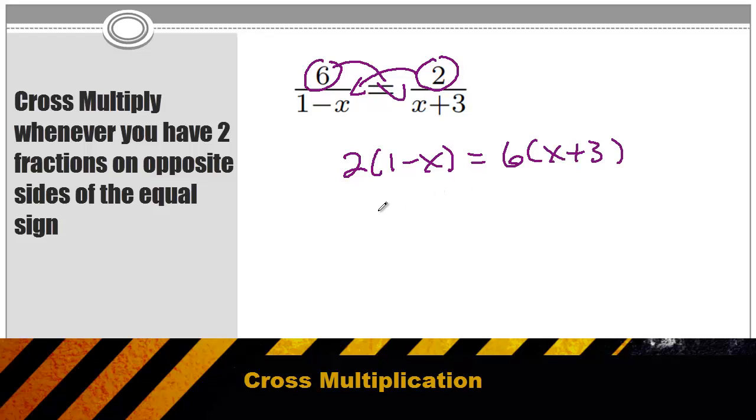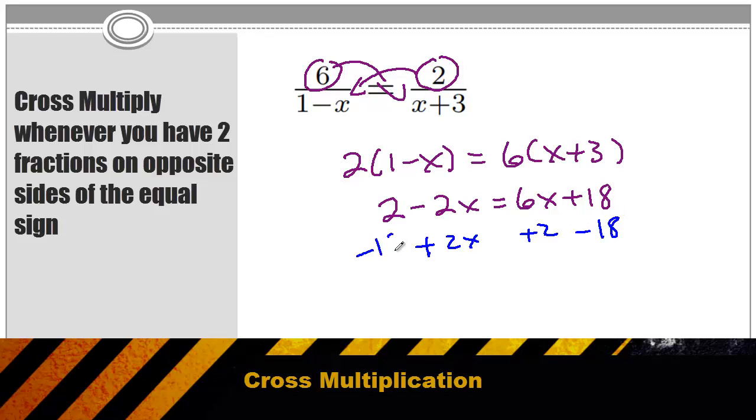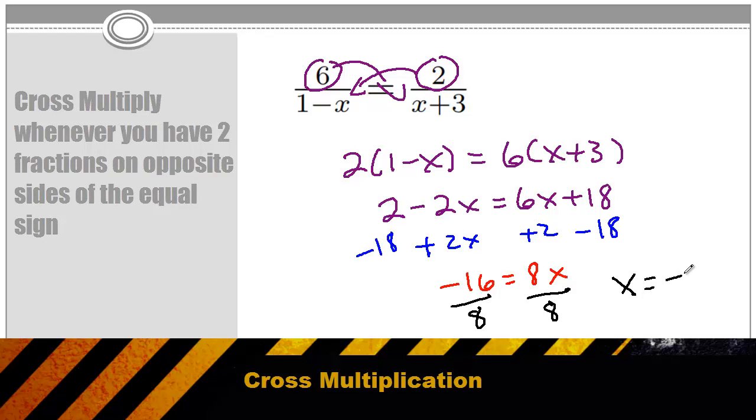Then I distribute my 2 and my 6, so I get 2 minus 2x is equal to 6x plus 18. I combine my like terms by adding 2x to both sides and subtracting 18 from both sides. And I'm left with the equation that negative 16 is equal to 8x. I divide both sides by 8, and I'm left with x is equal to negative 16 over 8, which I can simplify to be negative 2.